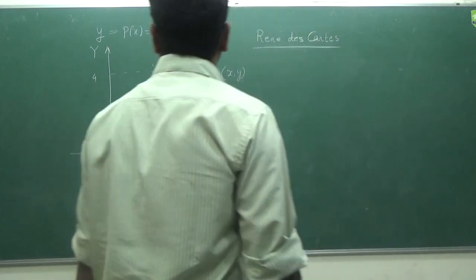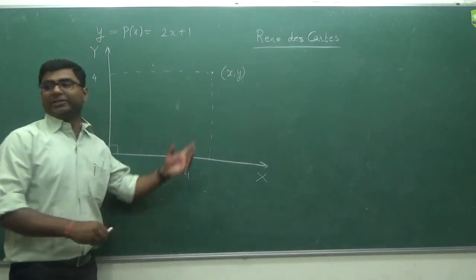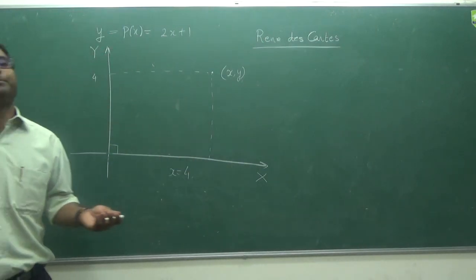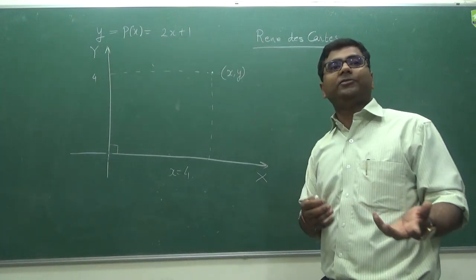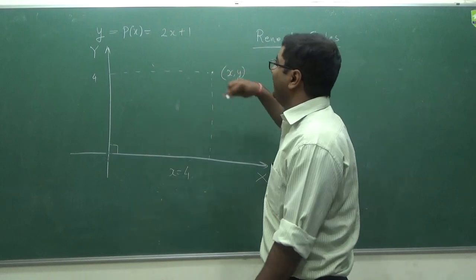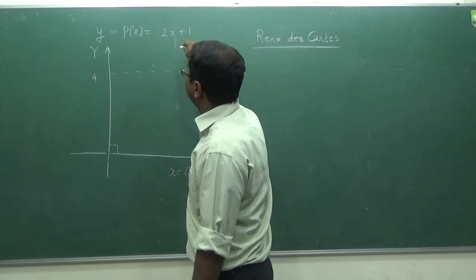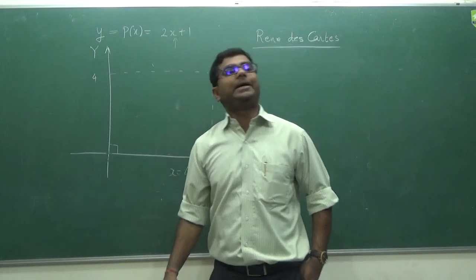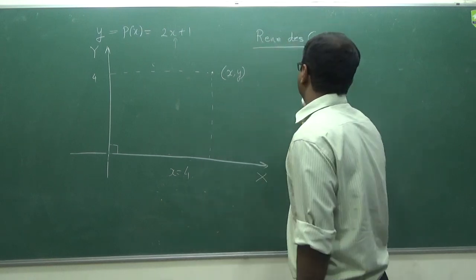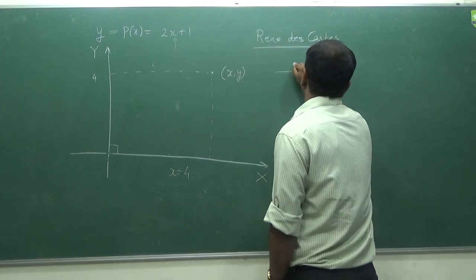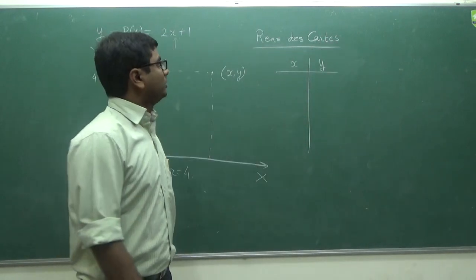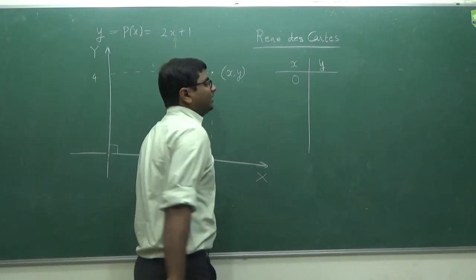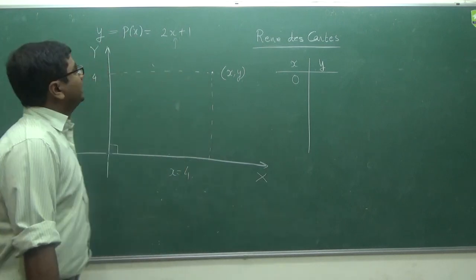So now, this is one point, but I'm interested in plotting some more points. So where do I get these points from? Let us say I am putting some random values to this x. I'm making a table. So this is x and the corresponding y. So let us take x equals 0. What is y? 1. If x is 0, y is?